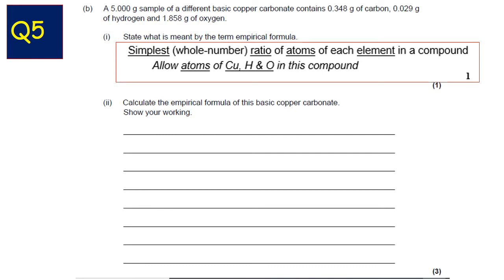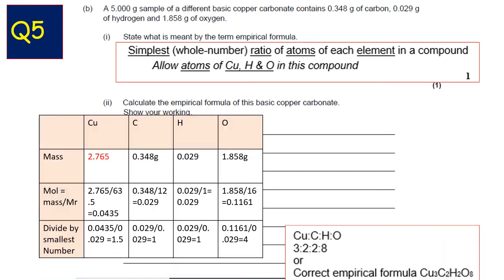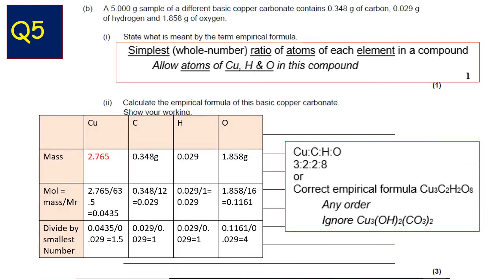Now it needs to be the simplest whole number ratio, so we're going to have to double all those, and we get the formula Cu3C2H2O8. Now in this question they're quite forgiving. If you've got the right ratios and they're whole number ratios, you've got the mark, but quite often mark 3 or mark 4 is for stating what the empirical formula is, so please don't forget to do that when you try these questions.